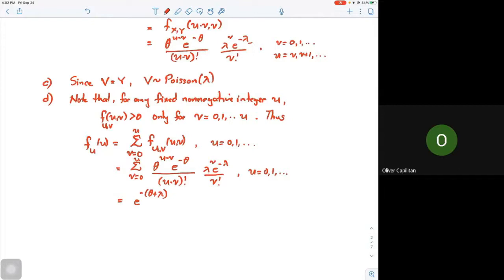Then we have here the countable summation. We have theta to the u minus v, and then we have lambda to the v over u minus v factorial, v factorial. Okay, sorry for that. So v from 0 to u. And then again, the u value, that's for all u.